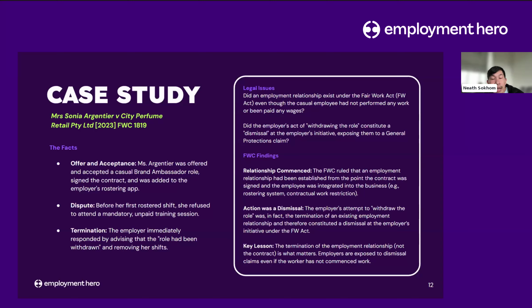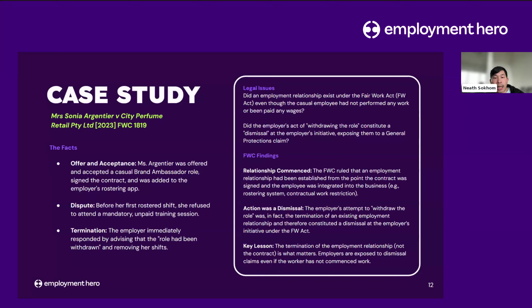So the lesson here is once you formalize the contract and start integrating the person into your workforce, even before they actually commence working the first shift, they are likely to be an employee, and any attempt to pull the rug out, so to speak, even before the official start date, can amount to a termination on the employer's initiative or can amount to a dismissal for the purposes of the Fair Work Act.